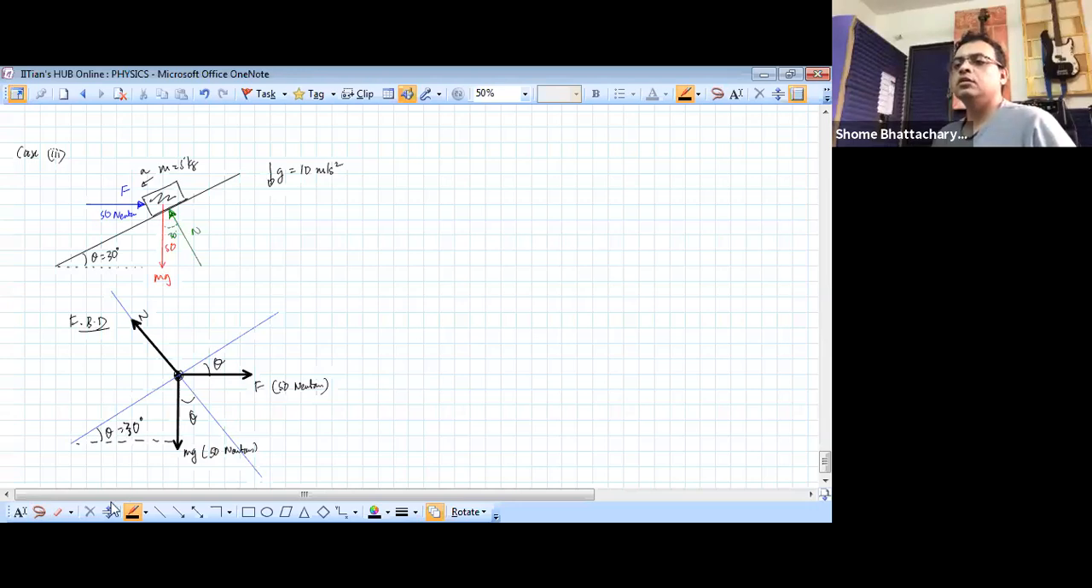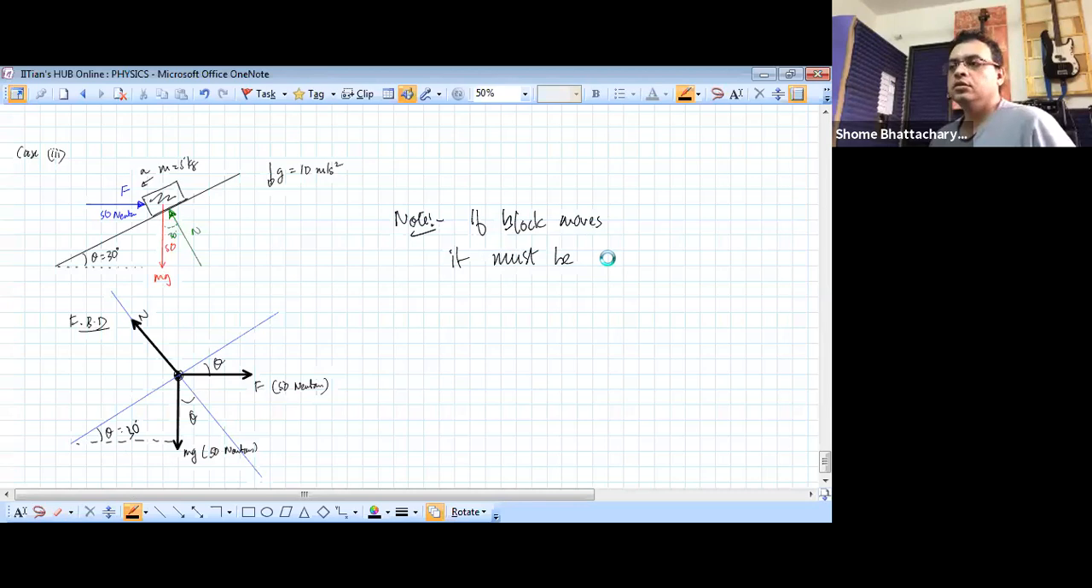it's not parallel to the inclined plane. That's the thing. It's horizontal. So you will have to resolve it. But see, the important thing is that if the block moves, it must be along the inclined plane.